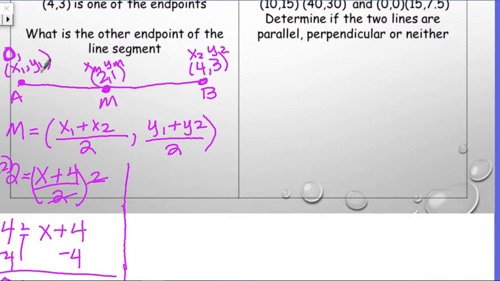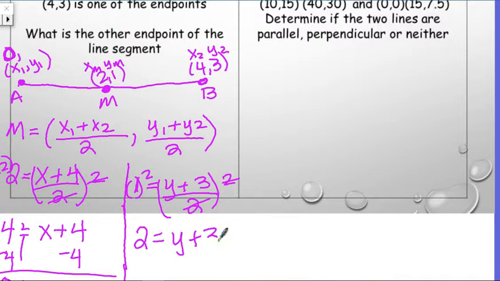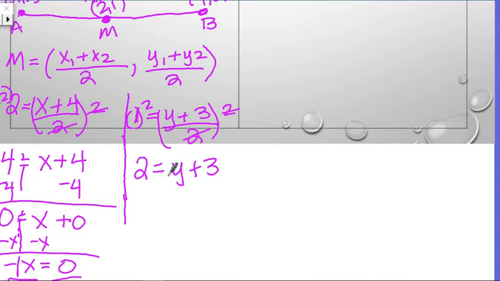And now we need to find the Y coordinate of this endpoint. So we know the midpoint is 1. 1 equals the Y1 we don't know, so you can just call it Y, plus the Y2, which is 3, over 2. We don't like this fraction situation, so multiply both sides by 2. So we get 2 equals Y plus 3. And so we're going to get the variables on the left, constants on the right. So I'm going to minus 2.